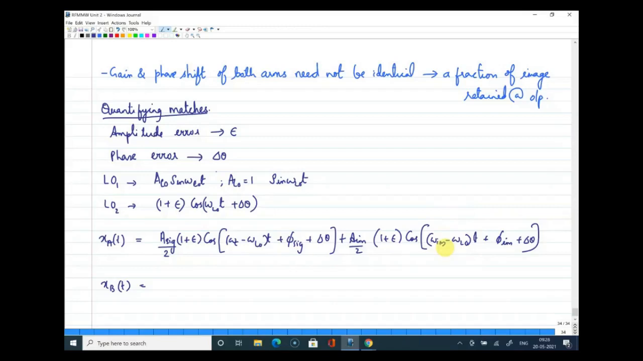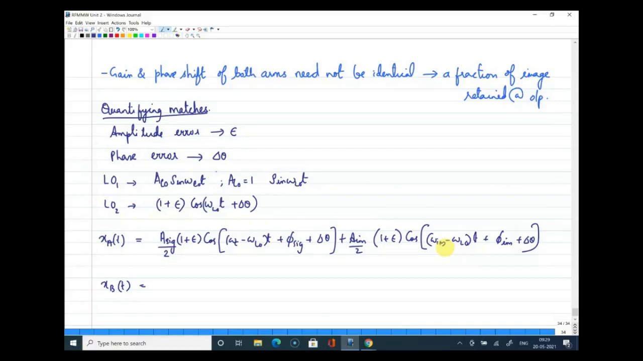Sir, cos A will be omega C T plus phi signal, and B will be omega LO plus delta phi. So minus of B is entirely minus, right? For delta phi as well as omega LO. Come again, I didn't get that. Here the cos B component is omega LO T plus delta phi. Sir, if omega LO is getting a negative sign, then delta theta should also get a negative sign.